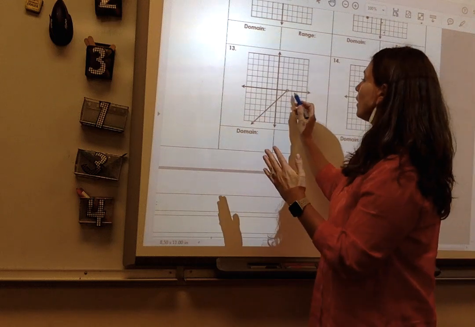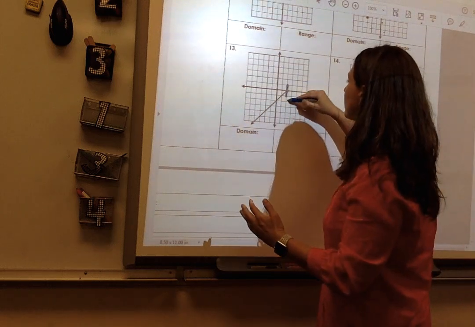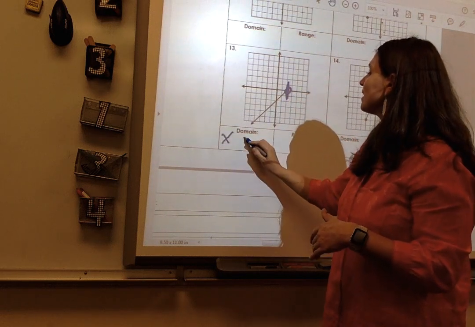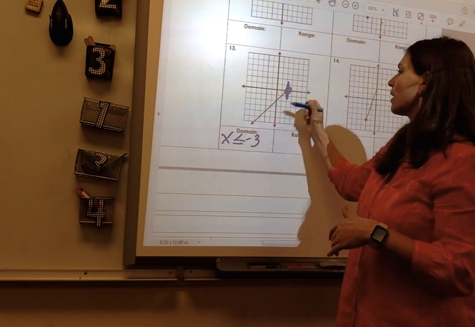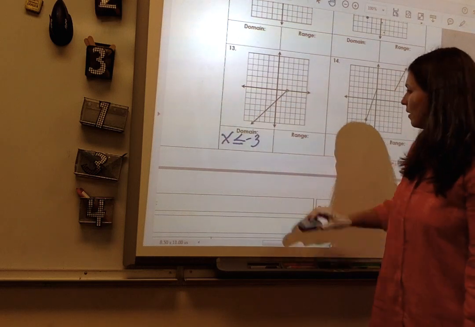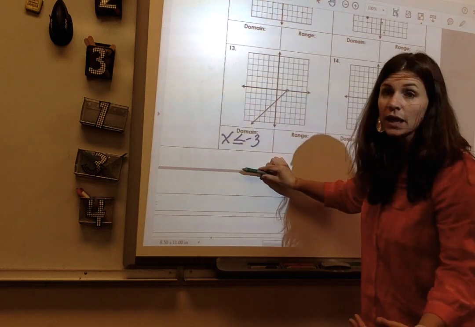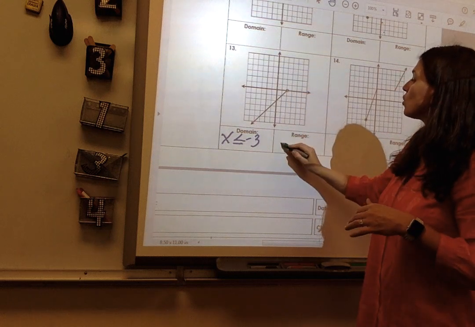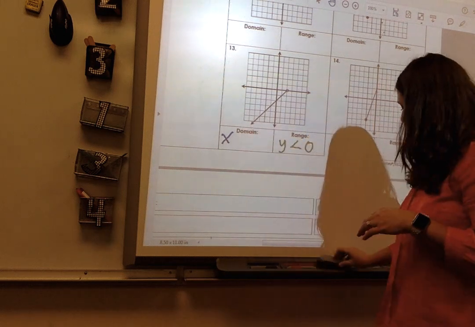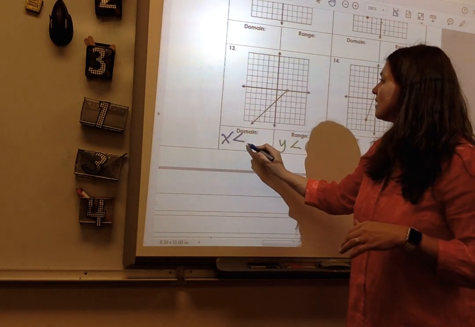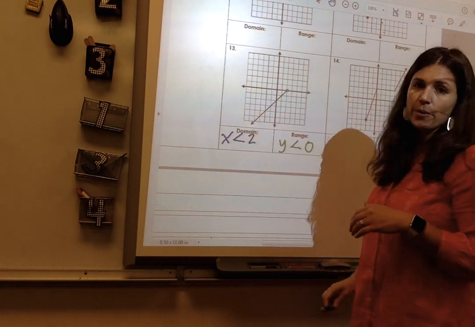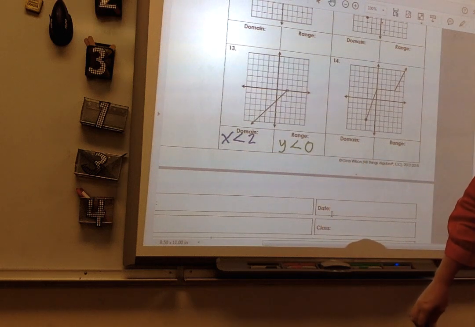So domain, how far left does it go? It goes infinity forever, but it stops right here, and it's an open circle. So that's an open circle, so it's going to be x is less than -3 because it goes this way, less than. And my range, how far down does it go? Infinity. And how far up does it go? 0. So y is less than 0. Well, and that's not less than or equal to. It's just x is less than 2. X is less than 2. Y is less than 0. Okay? All right.